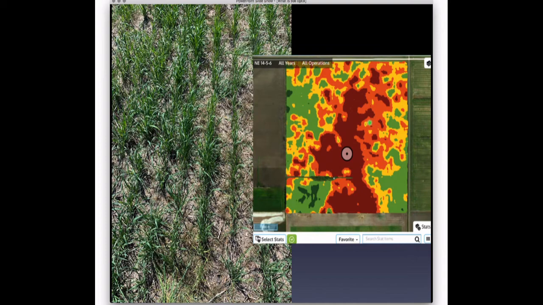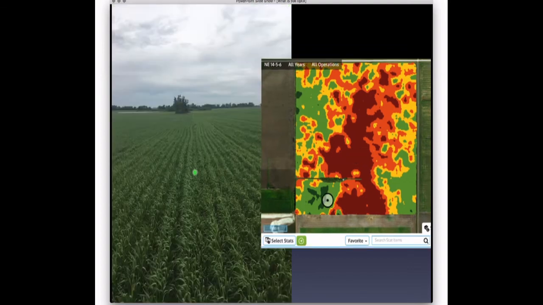Looking at the map, this is actually a potassium map that we have in the background. So your reds and oranges are lower potassium, your greens would be higher potassium. And looking down at the wheat in that spot, you can see the wheat's not thriving. It's not doing very well. We go to the back corner of the field, and you can see now that the wheat is looking fantastic.